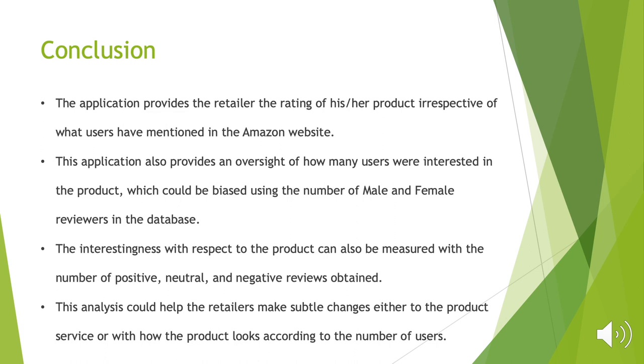the application provides the retailer the rating of his or her product irrespective of what users have mentioned on the Amazon website. This application also provides an oversight of how many users were interested in the product, which could be broken down by the number of male users to the number of female users. The interest in the product itself can also be measured with the number of positive, neutral, and negative reviews received. This analysis could help the retailers make subtle changes in their approach or handling of the product. It could be the service itself, or how the product looks, and so on. So this is all our analysis on the product data.